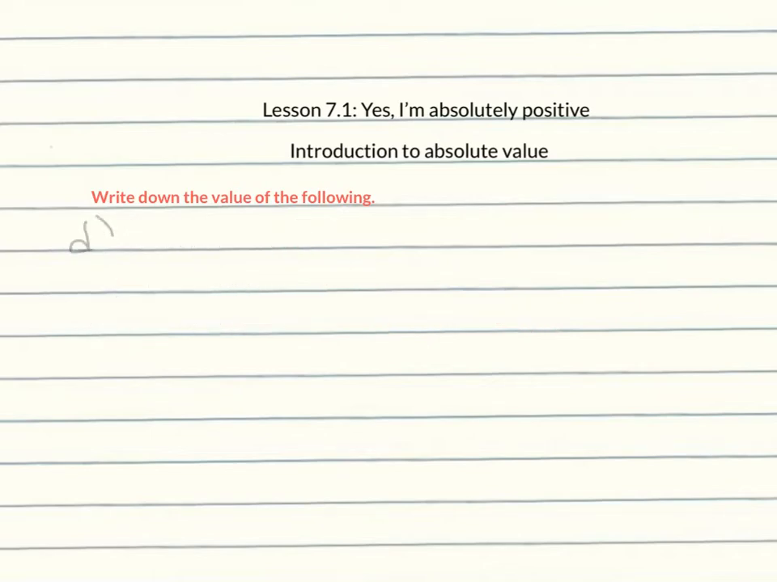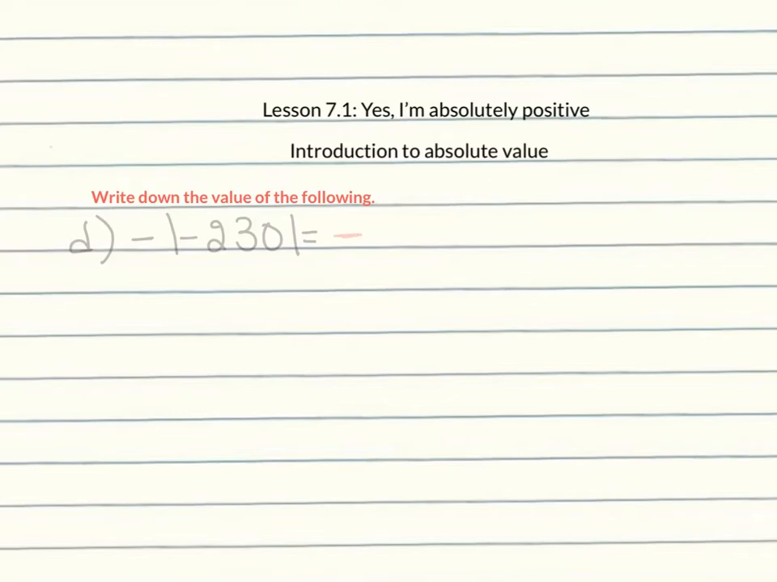Part D, minus absolute value of negative 230. Let's start. We have a negative sign outside, not inside the absolute value, so it has no power on it, it cannot change it. It has to stay as negative, so the negative stays as is.